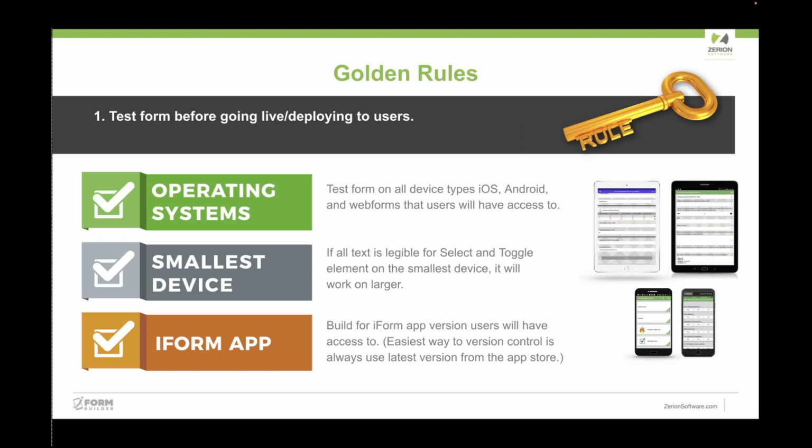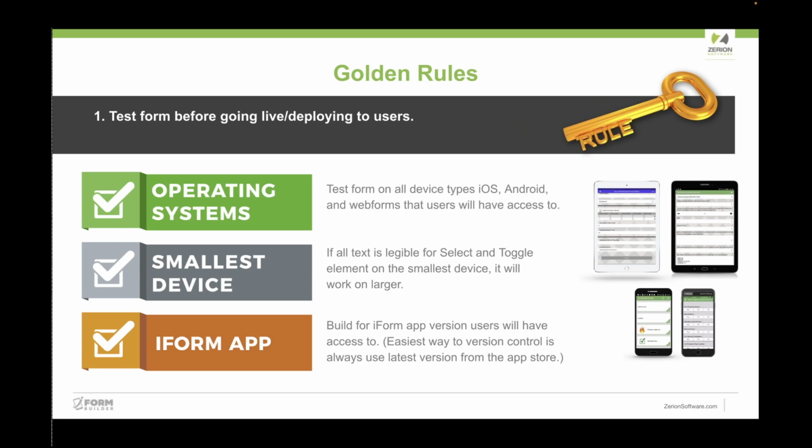So test on all your device types the end users will have access to. If they're going to use iOS or Android, make sure you're testing on both of those. If they're going to be making use of web forms or public links, also test on those. Test on the smallest device type. As I mentioned before, if it looks good on the smallest device, it's going to look amazing on the larger devices. So try to always test on the smallest. You also want to test on the iForm app version that your end users are going to have access to.